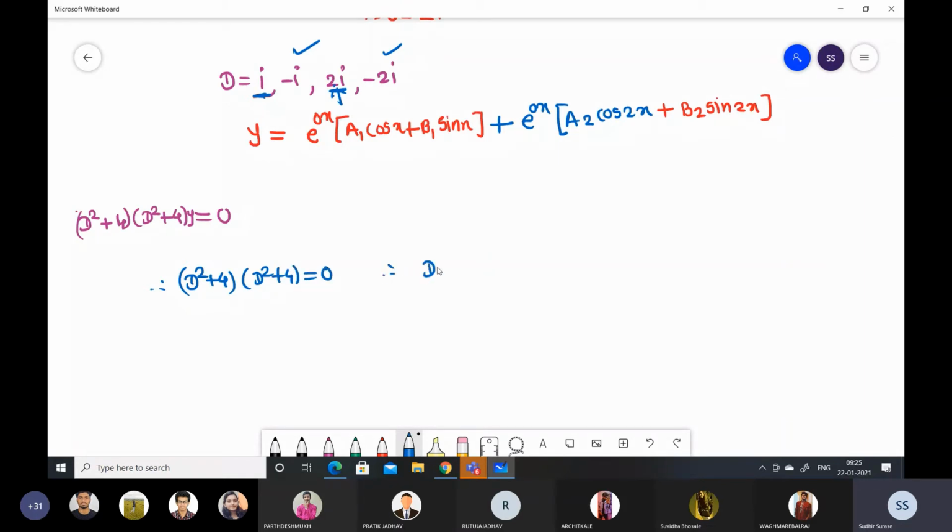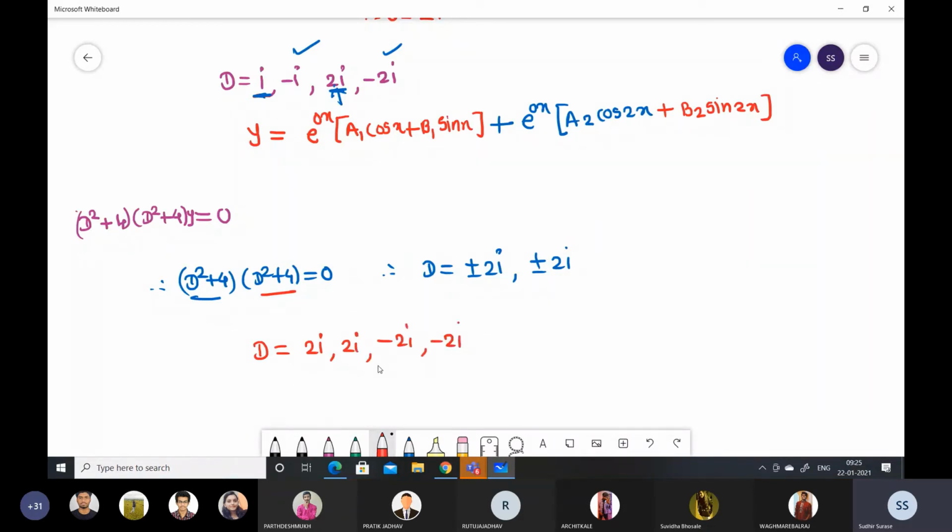So therefore D is equal to plus minus 2i, plus minus 2i will be the roots, right? Corresponding to this factor we have plus minus 2i, corresponding to this factor we have again plus minus 2i. Now this is the last case that we have, complex roots that are repeated. So total roots are D is equal to 2i, 2i, minus 2i, minus 2i.